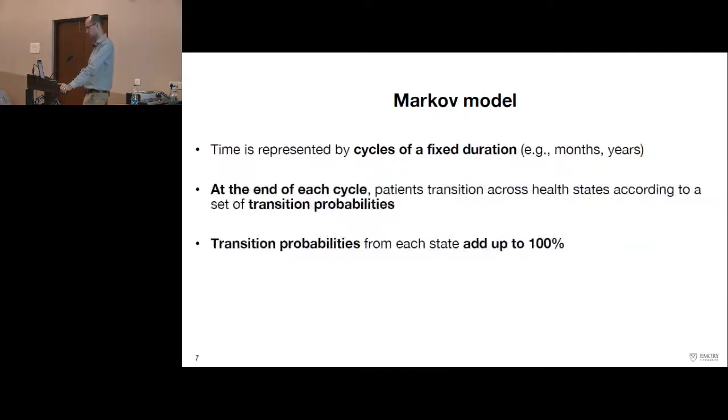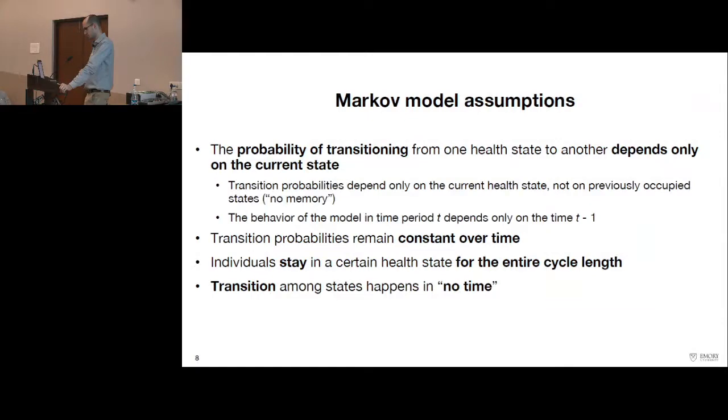But for now, let's just take this as an assumption of the model. Sometimes the model is called memoryless. It doesn't remember which health states each individual already visited before. The transition probabilities remain constant over time, which again can be relaxed and incorporated in the model. They can change over time, but for now, let's assume they stay fixed. The probability of transitioning from stage 2 to remission is, let's say, 10% in year 1 or in year 25. It just remains 10%.